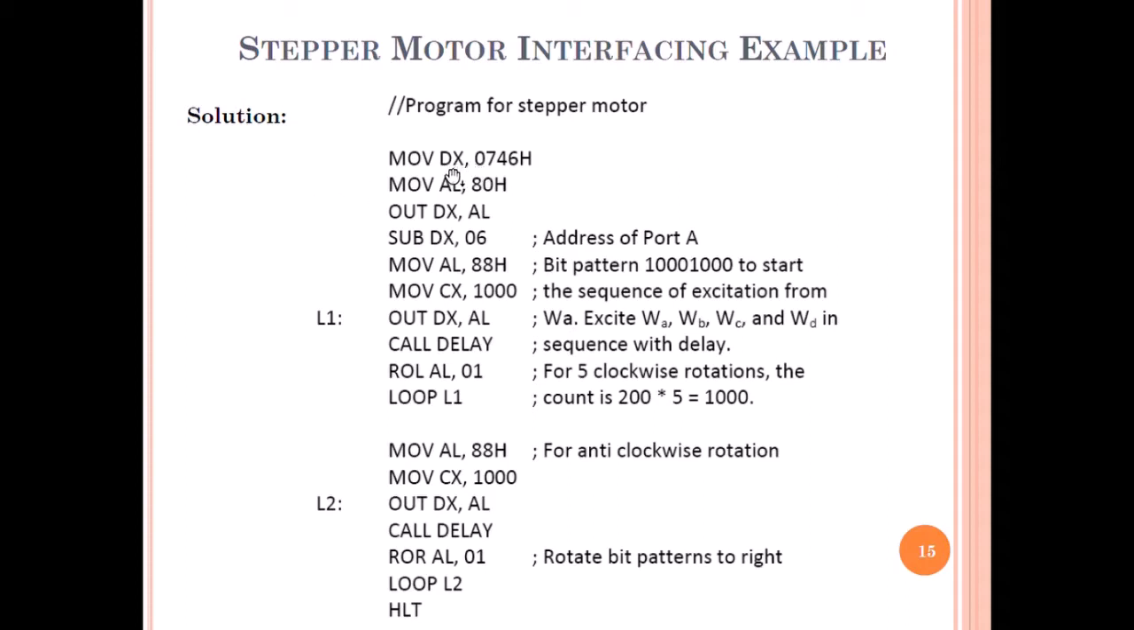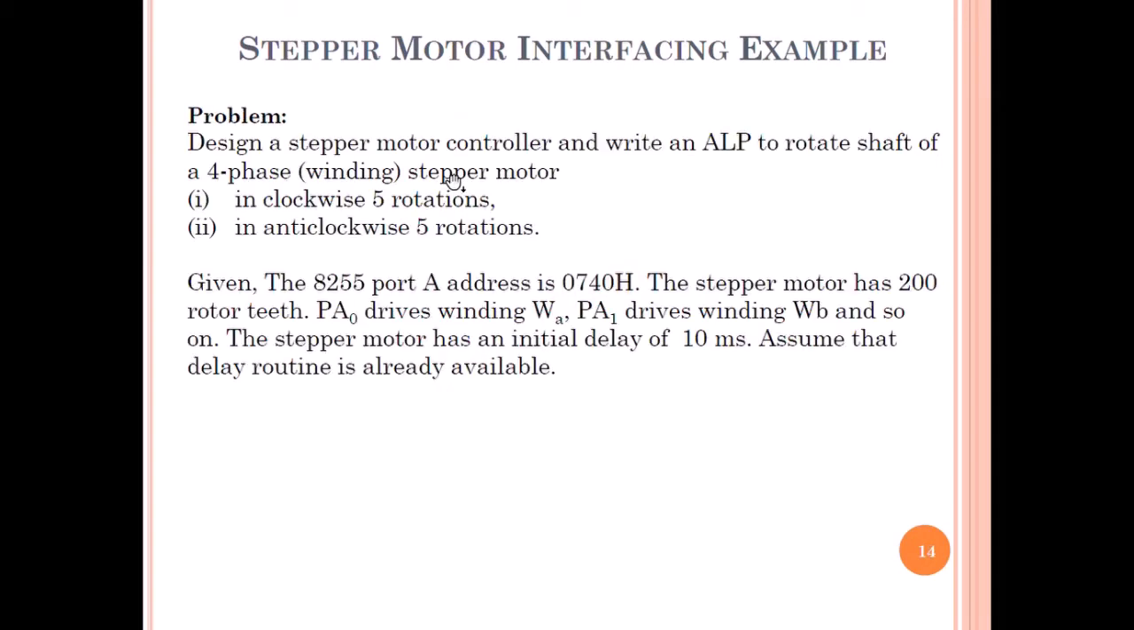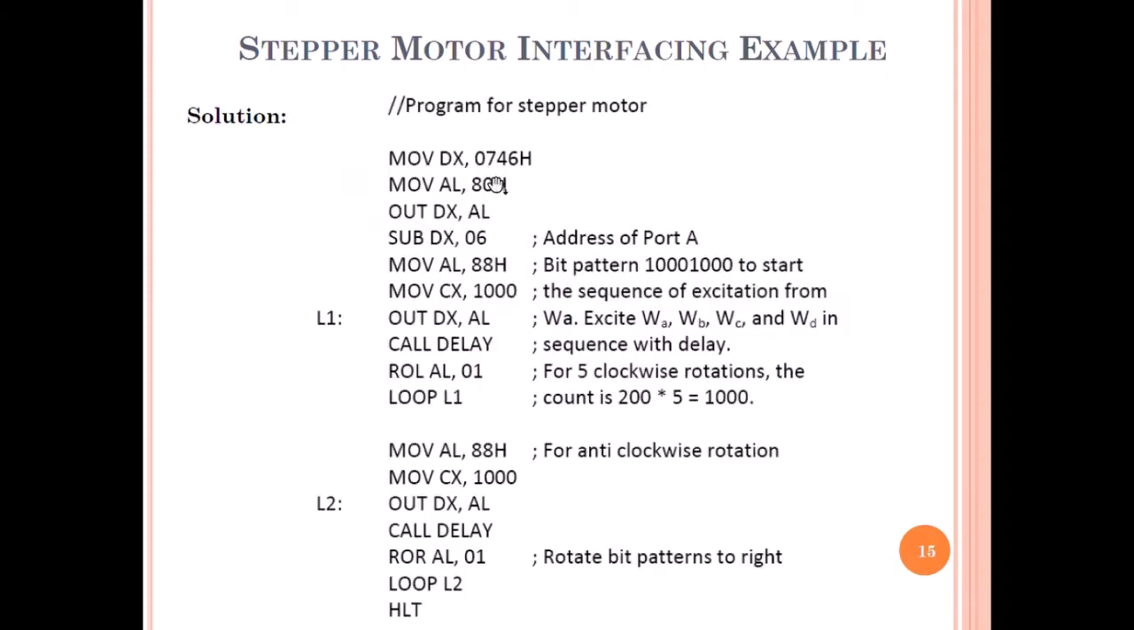Then we know that the address of port A is 0740H, so accordingly the address for CWR, the control word register, will be 0746H. You can see it in the previous example where we interfaced the 8255 with the 8086. So in these two statements we are loading the control word 80, indicating that all the ports are output ports, into the control word address.